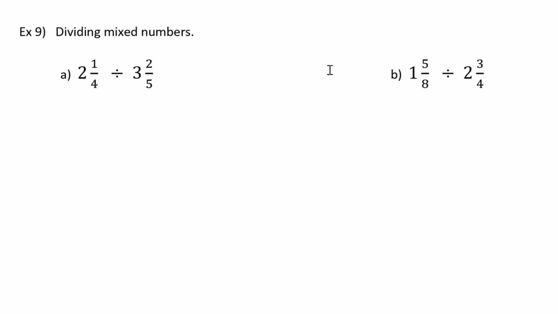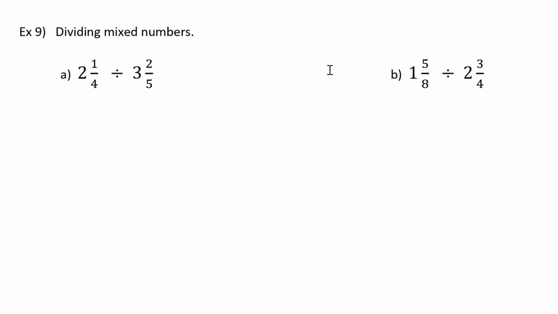Let's now try some dividing of mixed numbers. The first step we have to do, convert our mixed number into an improper fraction. Do not skip this step. Many students get lazy and they try and work their way around. With subtraction of mixed numbers, you're supposed to convert to improper fractions and then do the subtraction.